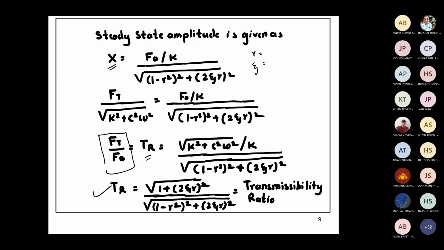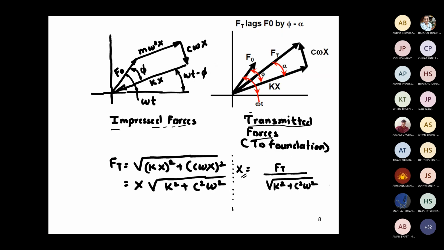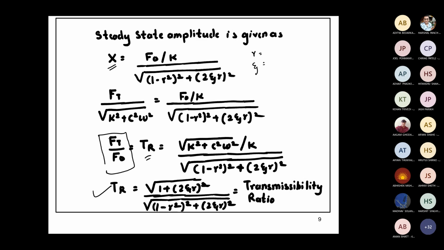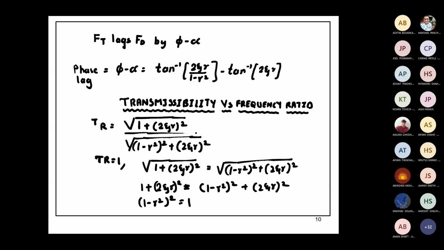And the phase lag between Ft and F0 we can get from this diagram. Phi is the angle made by F0 with the displacement, and alpha is the angle made by the force transmitted with the displacement. So the phase lag between these two is the angle phi minus alpha. Okay, so we have to derive the expression for phi minus alpha. So phi minus alpha is equal to tan inverse of 2 zeta r upon 1 minus r square, minus tan inverse of 2 zeta r.